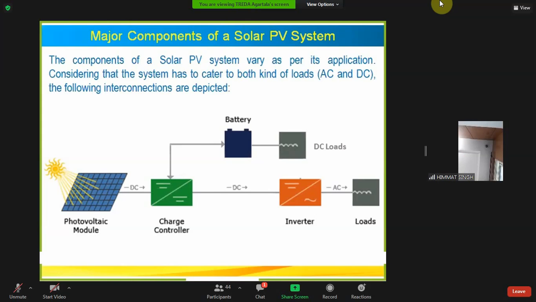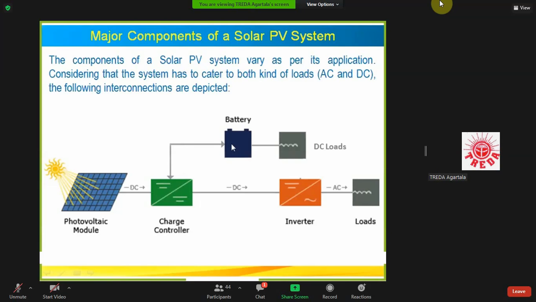So this charge controller, there are so many types of charge controller. Now the latest development is the MPPT charge controller, maximum power point tracking. This charge controller is feeding the battery for the charging. This is the battery, you see.